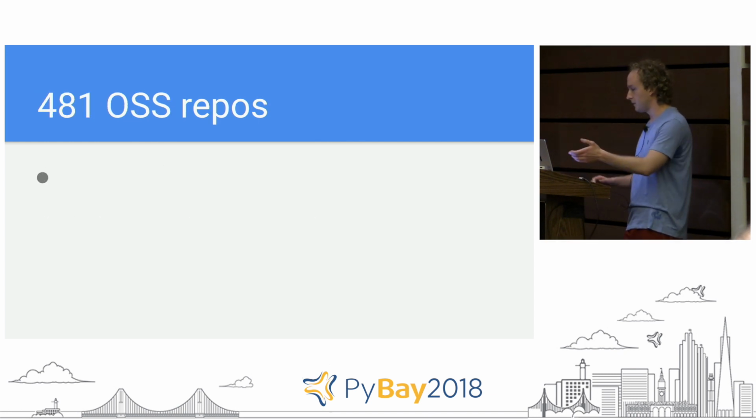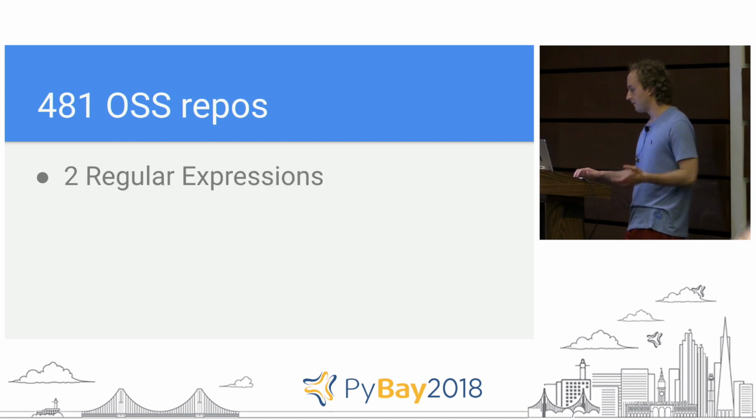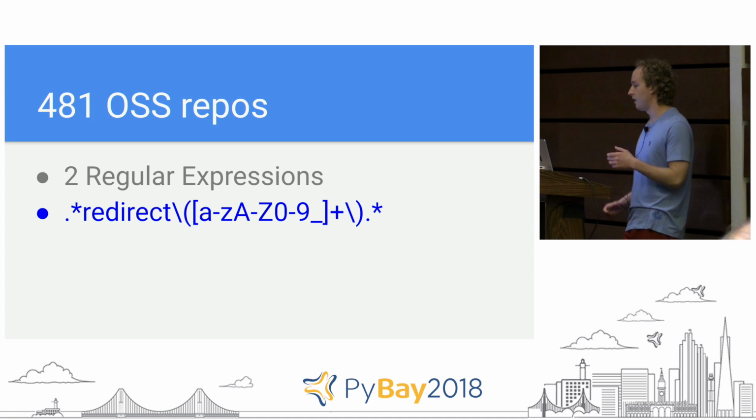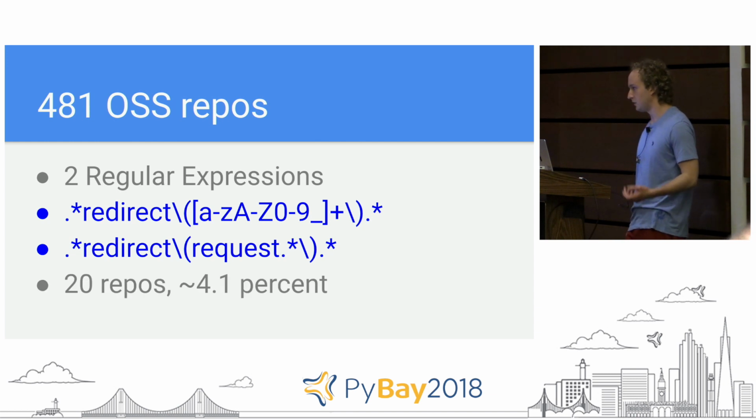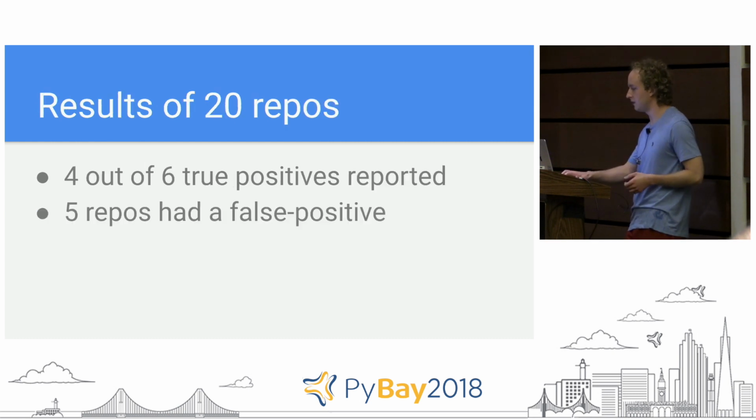And so there was a CSV file of like 481 open source repos. At first, I wanted to see where the vulnerabilities actually were, so I can compare the true results with the output of the tool. And so I ran 2 regular expressions on the code. One to just see redirect calls with a variable inside, and then the next with redirect with request.whatever inside. And so that narrowed it down to 20 repos that I could just run the tool on and compare the true positives with the reported results.